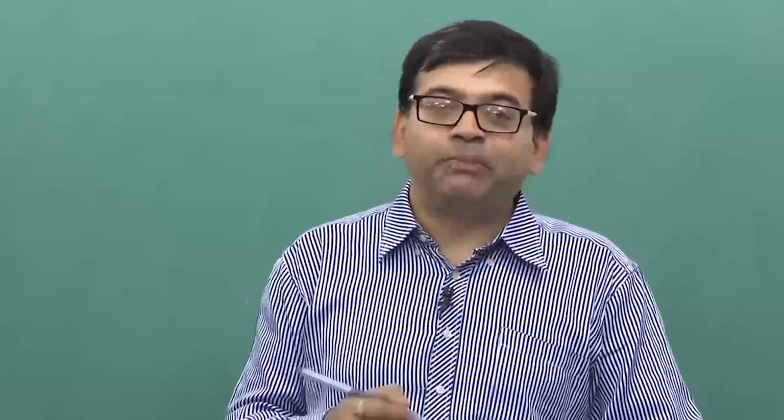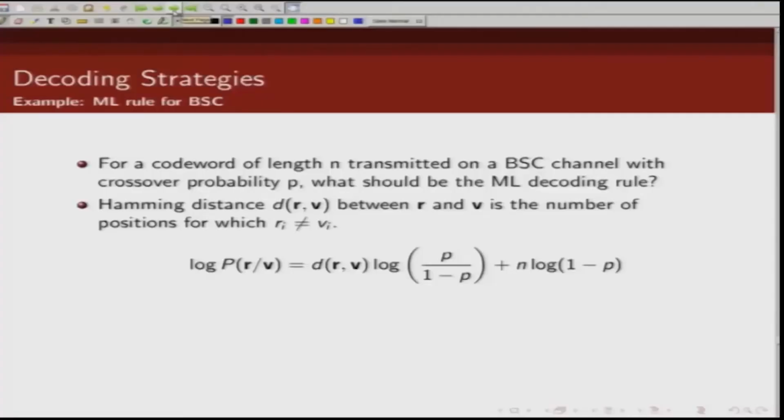As we just saw in the previous slide, for a maximum likelihood decoder we have to maximize the probability of R given V, which is equivalent to maximizing the log of the probability of R given V. So, let us try to compute the log of the probability of R given V. Before I calculate it, let me introduce another term, which is called Hamming distance.